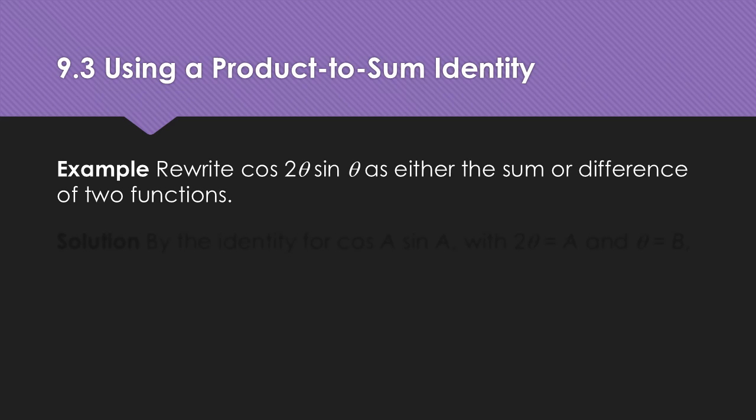Okay, so you're going to rewrite cosine 2 theta sine theta as either the sum or difference of two functions. Go back to the table or go to your formula sheet, decide what you need to use, and put it together. Pause the recording, give it a try, and resume to check your answer.